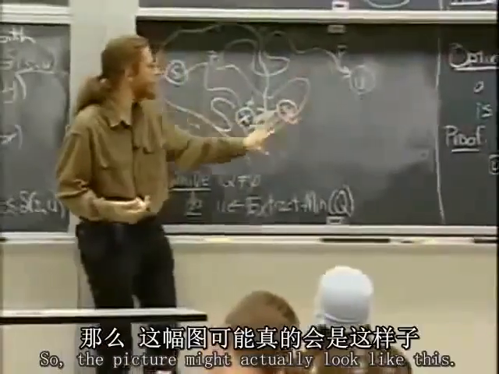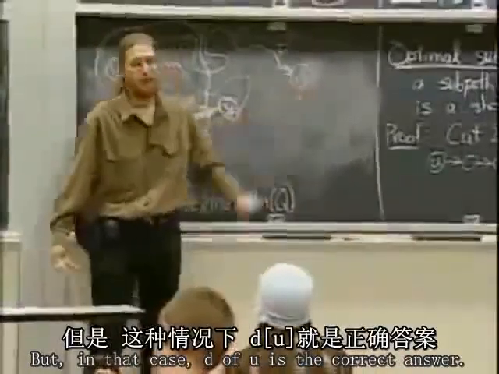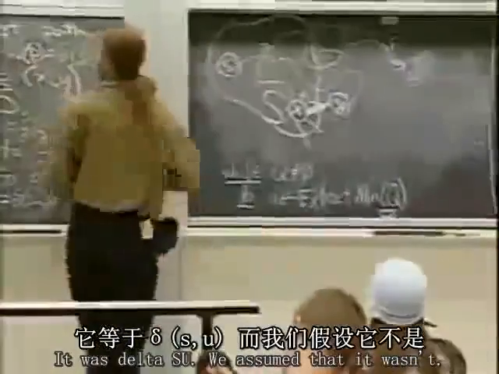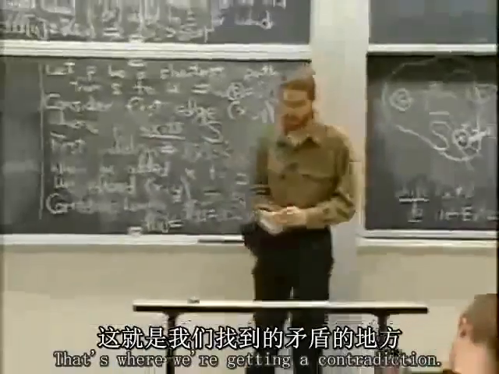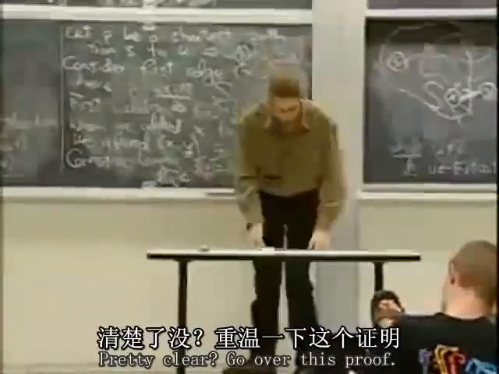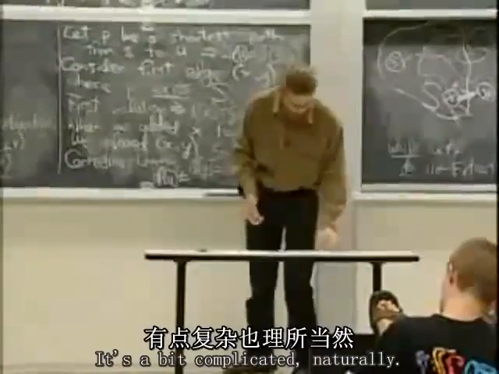So the picture might actually look like this. But in that case, d of u was the correct answer. It was delta s u. We assumed that it wasn't. That's where we're getting a contradiction. Pretty clear? Okay, go over this proof. It's a bit complicated, naturally.